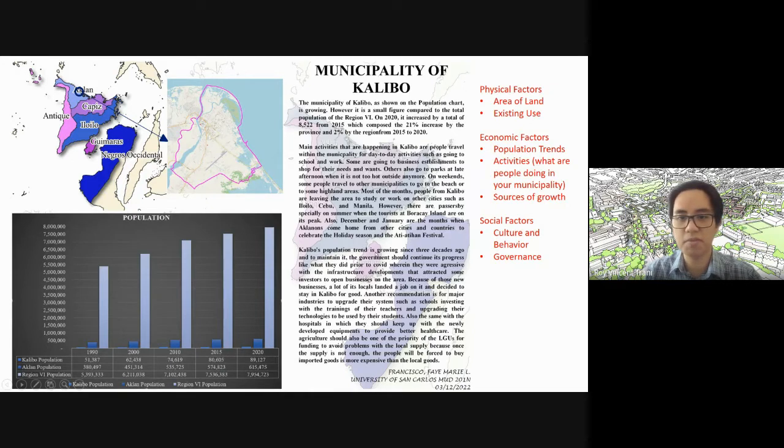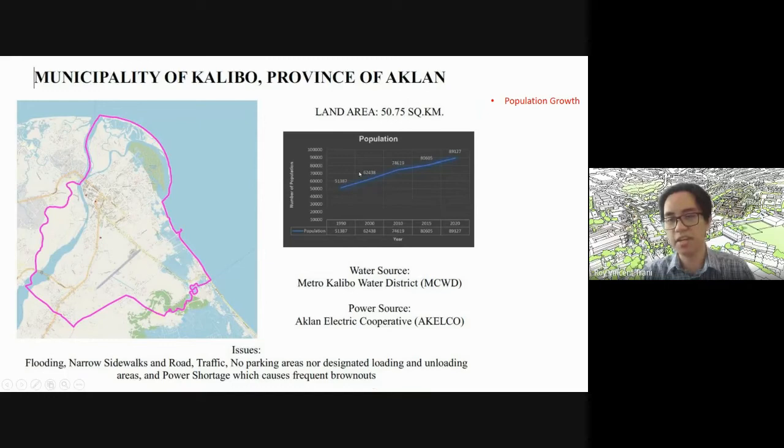So Kalibo's population trend has been growing since three decades ago, and to maintain it, the government should continue its progress like what they did prior to COVID, wherein they were aggressive with the infrastructure developments that attracted some investors to open businesses in the area. So you can see physical factors are highlighted in this map, economic factors much more, and then behaviors and governance are also explained a bit here. So that's a very good presentation, a very good submission.